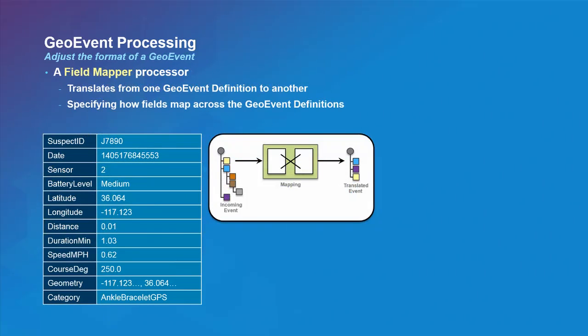The field mapper is probably one of the simpler processors and one of the first that you'll be working with if you're new to GeoEvent. The role of a field mapper is to take an input schema, an event definition, and map it over to a different schema or event definition. Often when you're bringing data into GeoEvent, you have very little influence over what that data looks like, and you need to write it out to a feature service.